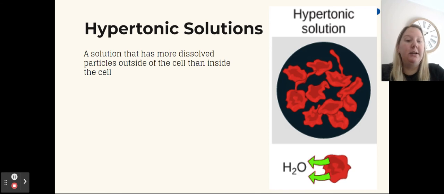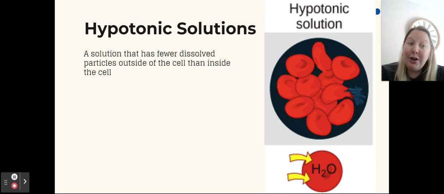A hypertonic solution means that water is going to leave the cell because there is more, say, sugar or salt outside of the cell, and the water wants to try to balance out and create that equilibrium again, meaning our cell is going to shrivel. We don't want our red blood cells to shrivel. If they shrivel, they can cause clots, which causes a lot of issues with the health of the organism.